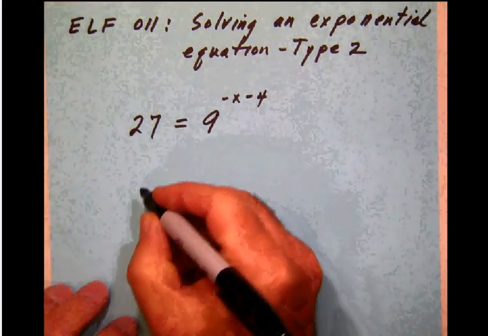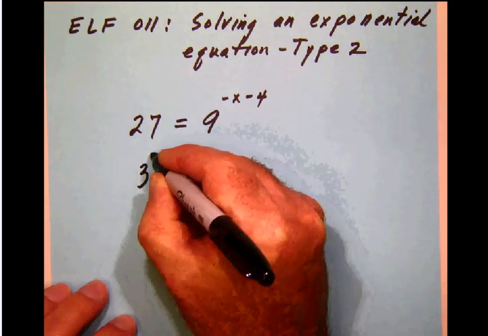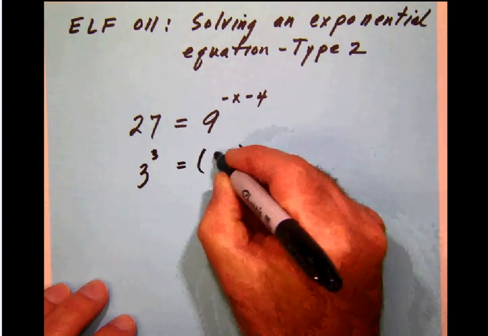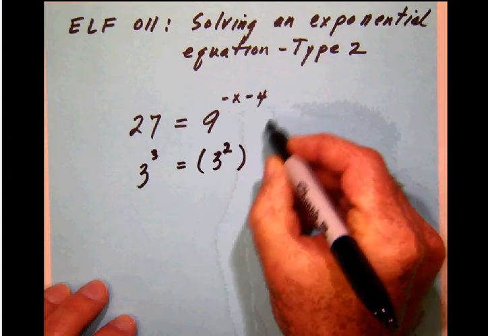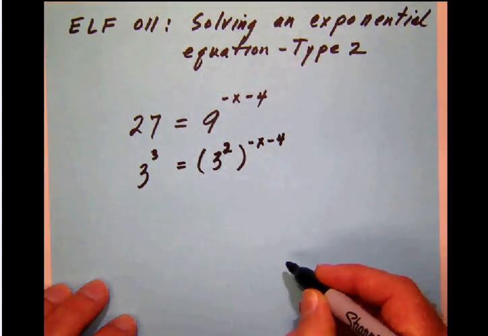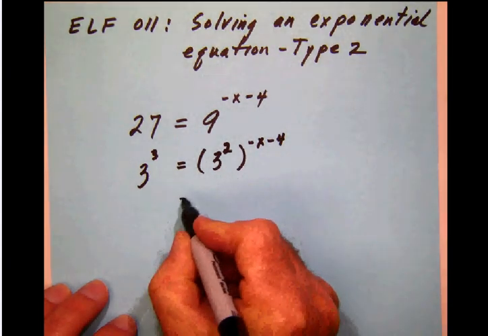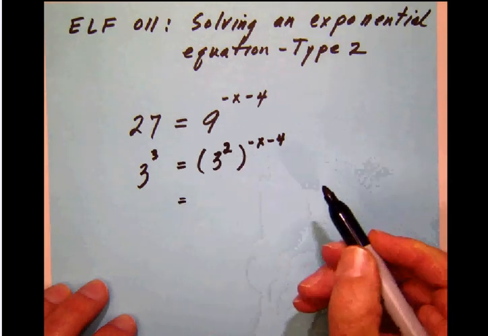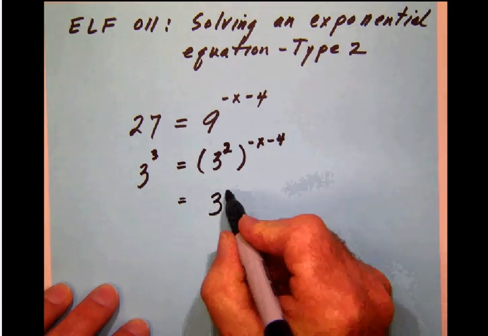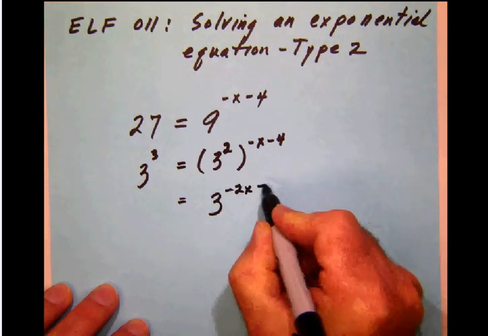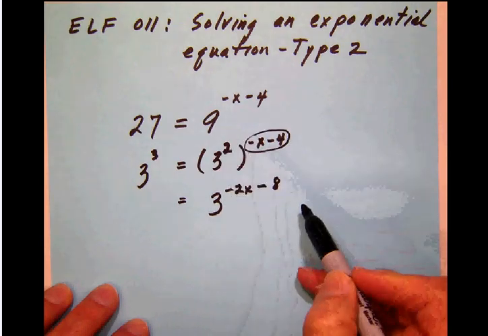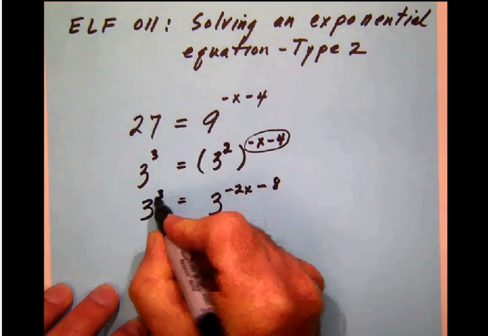So let's make a step. This 27 is 3 to the third power, and this 9 can be rewritten as 3 to the second power, but of course it is also raised to the negative x minus 4 power. Now, on the right hand side, when you raise a power to a power, you have to multiply the exponents. So this is going to be 3 to the negative 2x minus 8 power. We'll simply multiply these exponents here, and here we have 3 to the third.